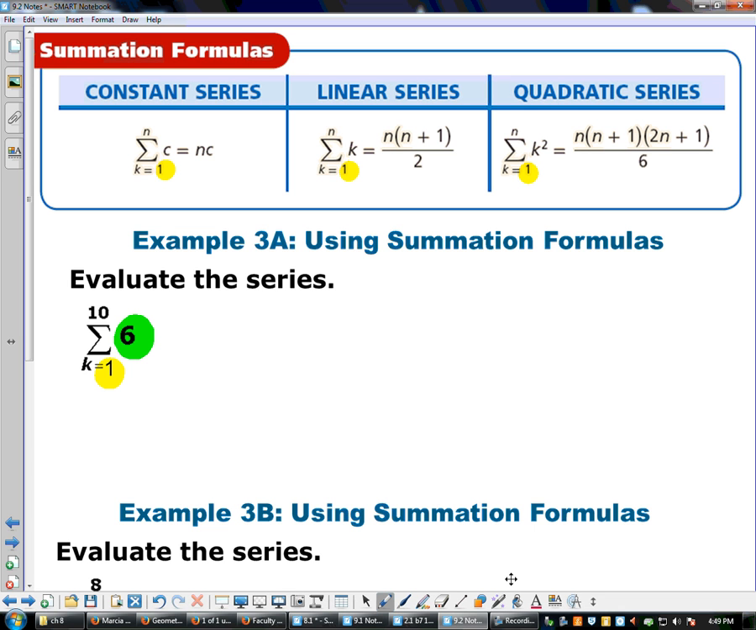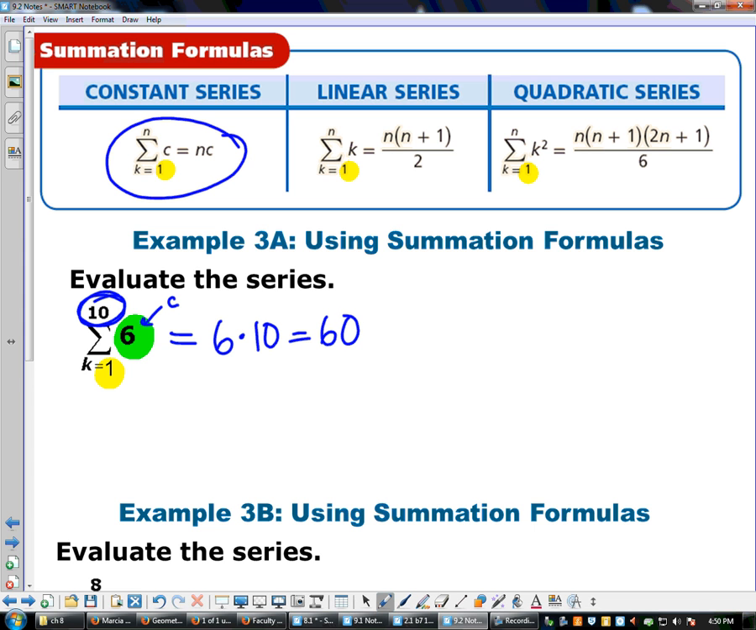So instead of writing out 6 multiple times and adding those all together, this is going to fit my first pattern right here. My c, my constant, is 6, so that's my c. And to figure out what this series will equal, it's going to be 6, my constant, times my top value, my n value, times 6.